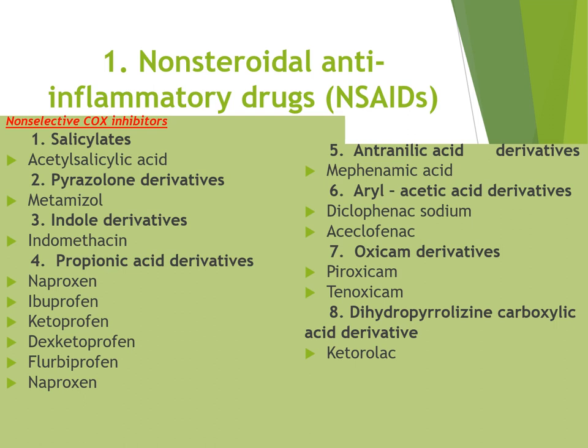There are salicylates: acetylsalicylic acid is very famous and known as the drug aspirin. Pyrazolone derivatives: metamizole. Indole derivatives: indomethacin. Propionic acid derivatives: ibuprofen, ketoprofen, dexketoprofen, flurbiprofen, and naproxen. Fenamic acid derivatives: mefenamic acid. Aryl acetic acid derivatives: a very popular drug, diclofenac sodium, aceclofenac. Oxicam derivatives: piroxicam, tenoxicam. Dehydropyrrolizine carboxylic acid derivative: ketorolac.